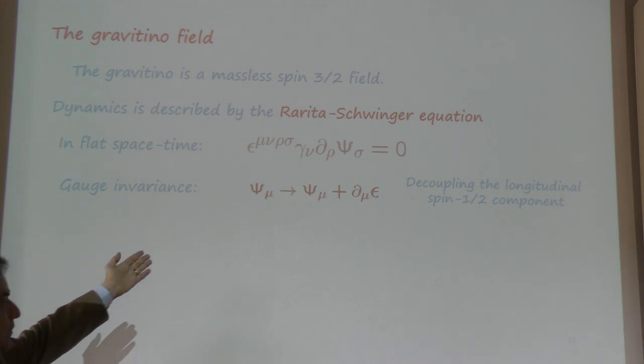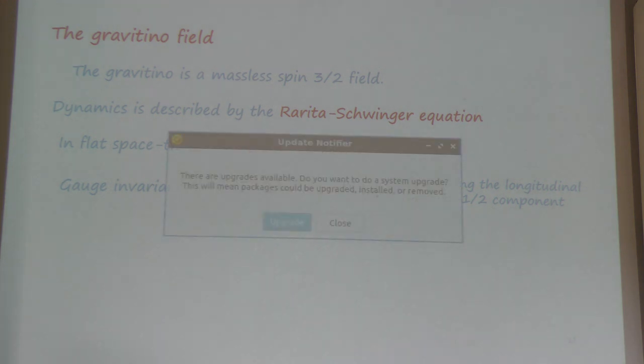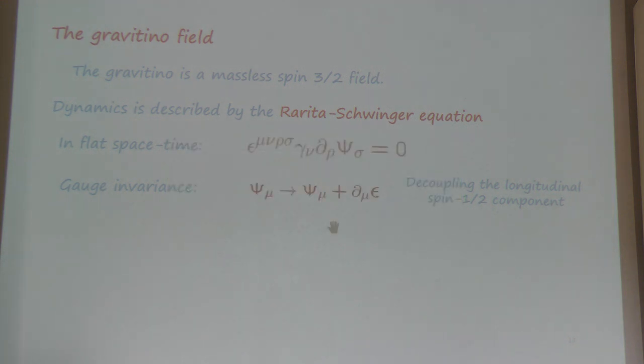The same is true for the gravitino field. The gravitino field is a massless spin 3/2 field. And so it has an unphysical longitudinal component, which is described by a spin 1/2 field. And this is telling us that this spin 1/2 field is unphysical, so it will not enter the dynamics.